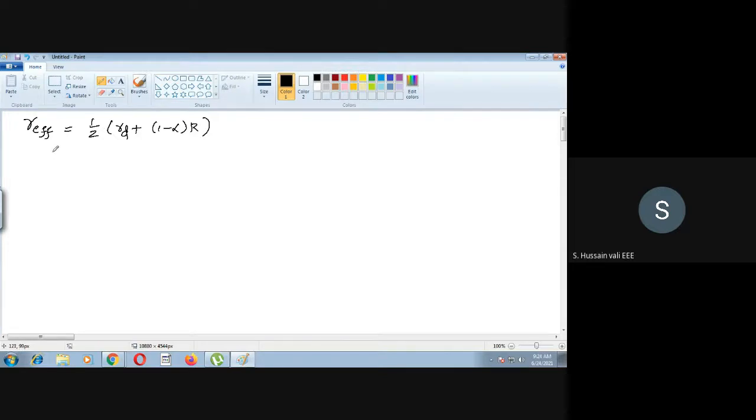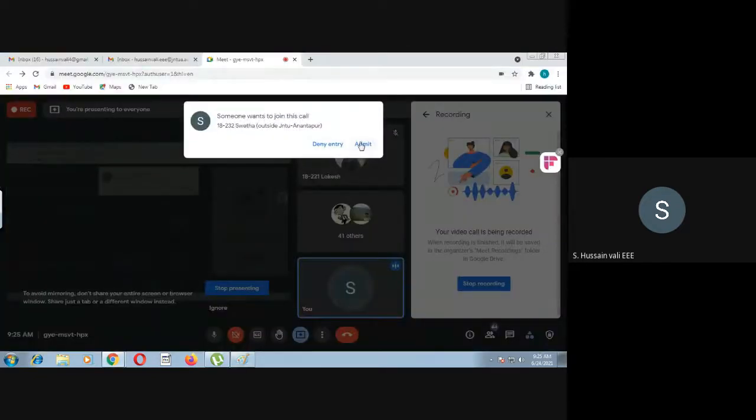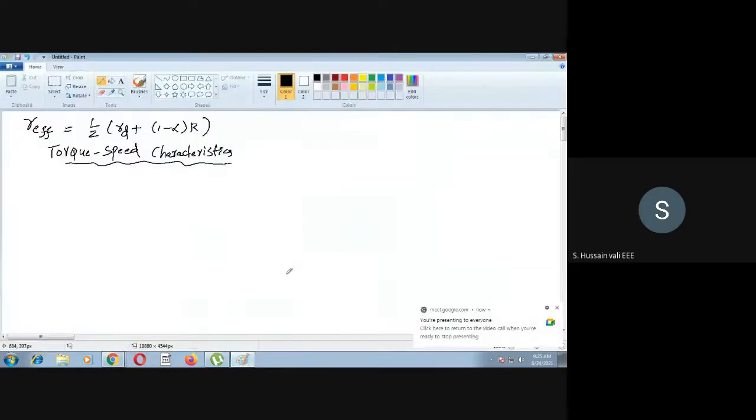We'll draw the torque speed characteristics now. For this value of R, what exactly we did here is we just changed the resistance of the rotor, nothing else. But that rotor resistance is not a constant value, it is a function of alpha. You see R effective in the equation which I have written, it's a function of alpha.